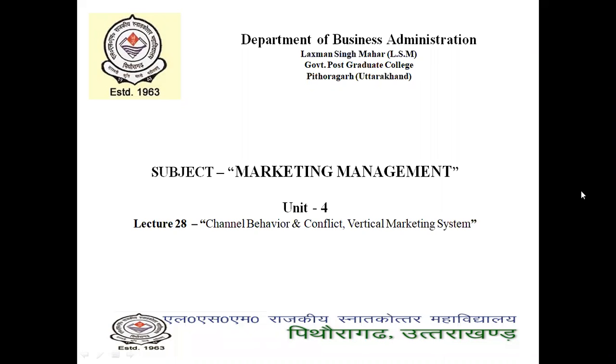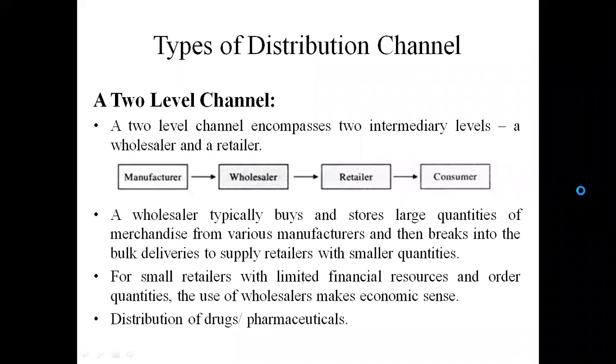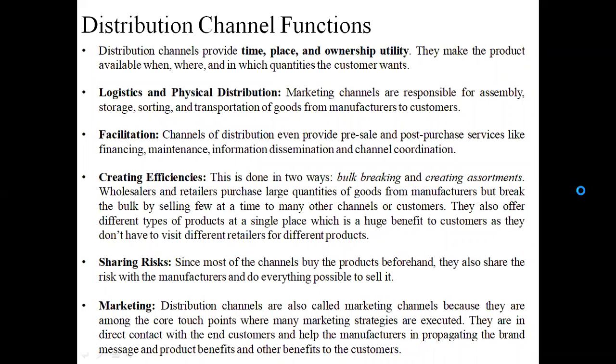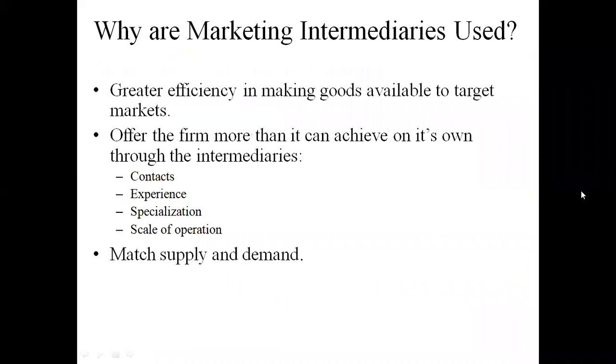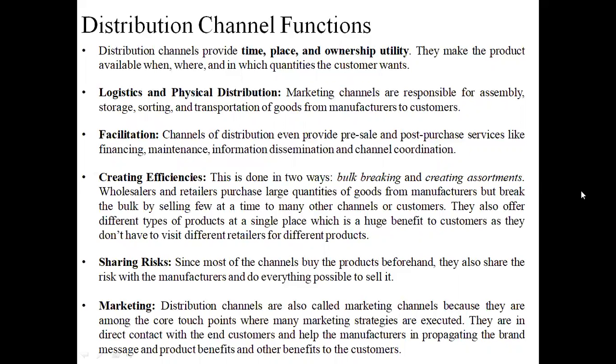And today we are going to discuss under Unit 4 the topic Channel Behavior and Conflict and Vertical Marketing System. Up till now in this module, we have learned the meaning of distribution channels and their roles, and we have seen why marketing intermediaries are used, and their roles and functions.